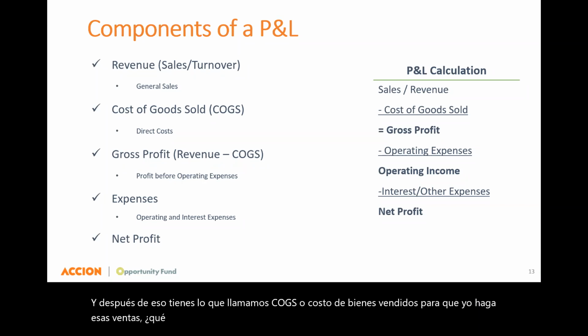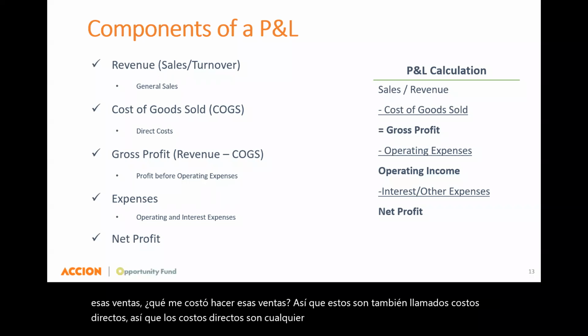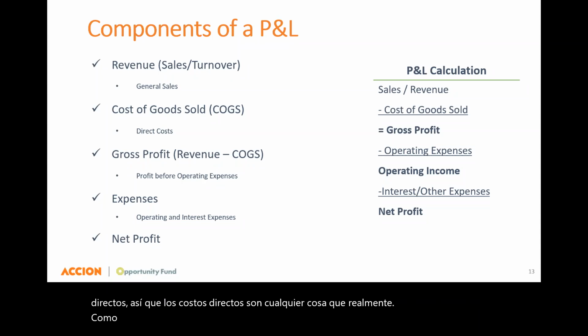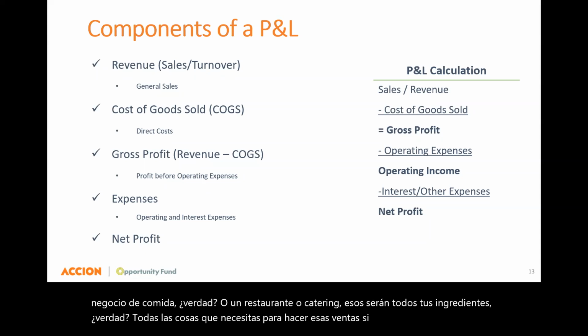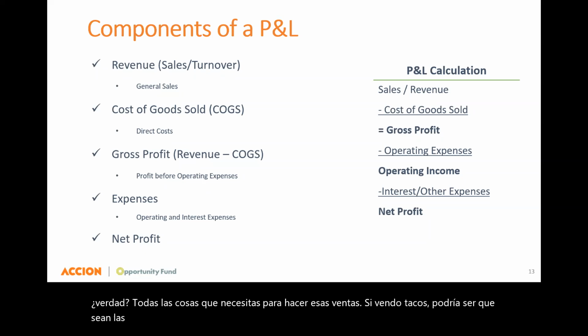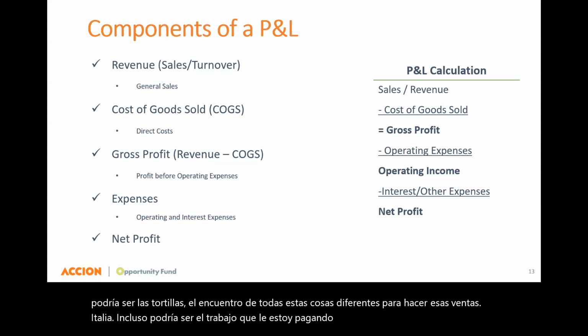So these are what we also call direct costs. Direct costs are anything that really, what does it take me to make those sales? So for example, if you're a food business, or a restaurant or a caterer, that'll be all of your ingredients, all of the things that you need to make those sales. If I'm selling tacos, it'll be the tortillas, the meat, all these different things to make those sales. It could even be the labor that I'm paying someone to make that for me or cook that for me as well.